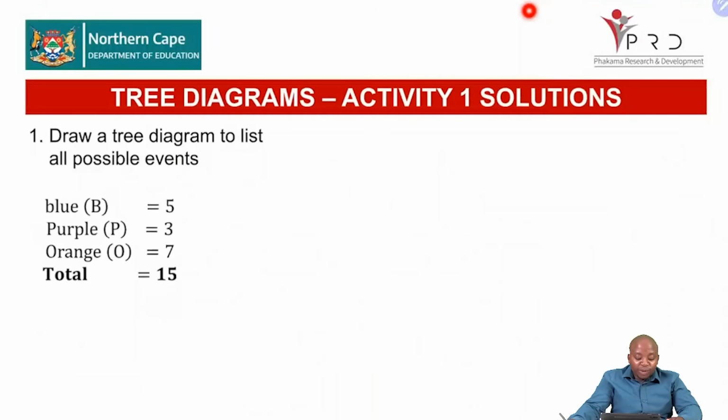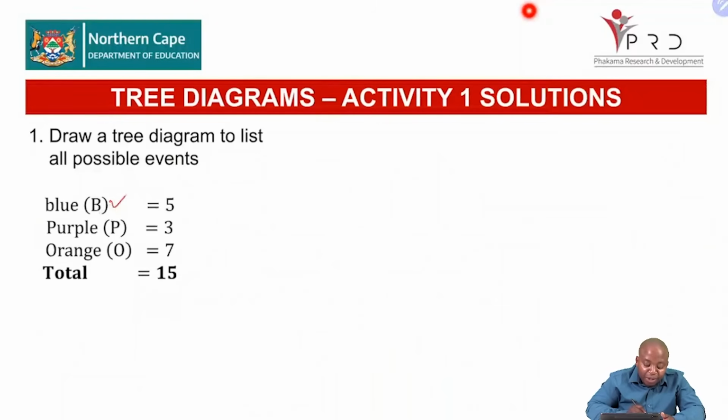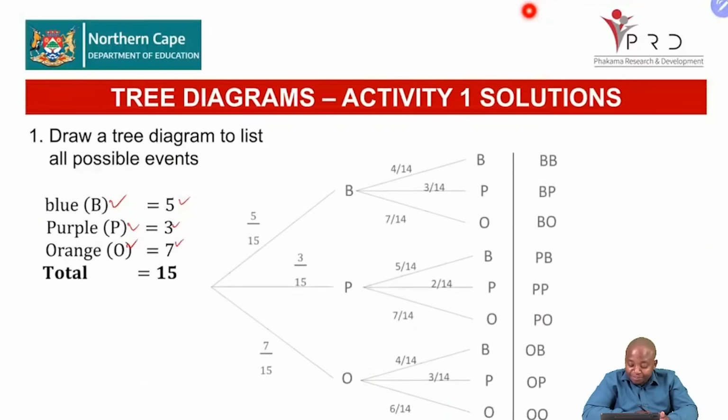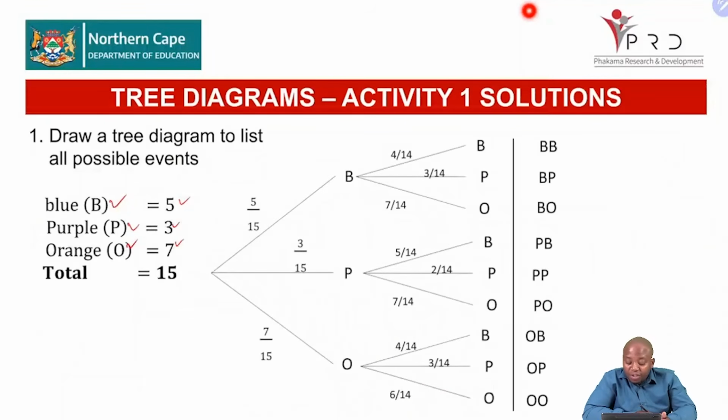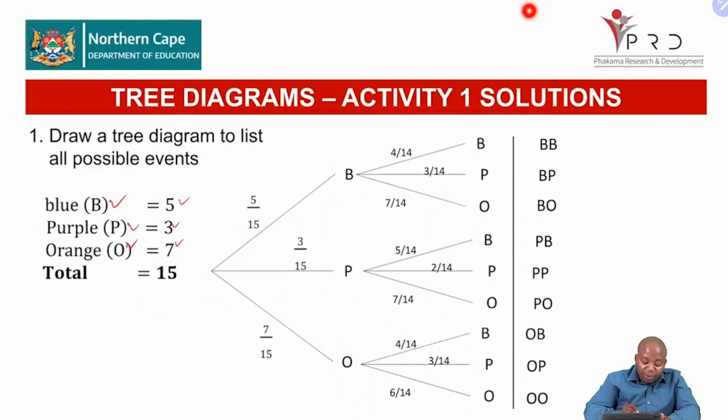Now, let us look at this one. The blue balls are 5, the purple ones are 3, and the orange ones are 7. Then the total is 15. So the blue one is 5 over the total, 15. Then the purple is going to be 3 over 15. And for orange, it's going to be 7 over 15.